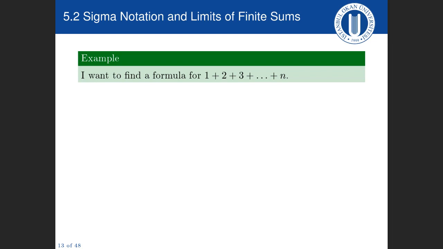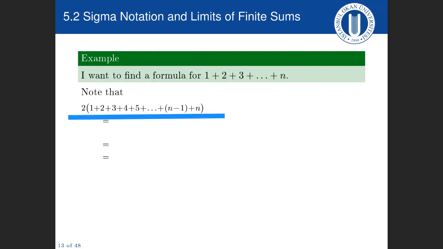Now, something we're going to need later, I want to find a formula for 1 plus 2 plus 3 plus 4 plus 5 plus dot dot dot plus n, the sum of the first n natural numbers. And instead, I'm actually going to find a formula for double the number I really want. Instead of looking for 1 plus 2 plus 3 plus etc., I'm going to first find a formula for 2 times this. And then after I find this number, I can divide it by 2 and I can get the formula that I really want.